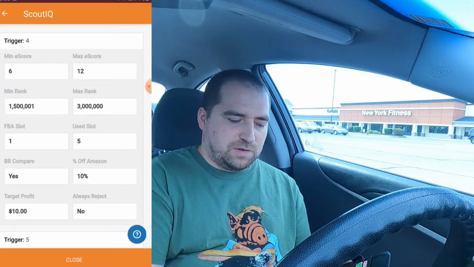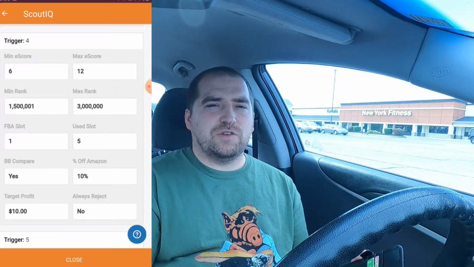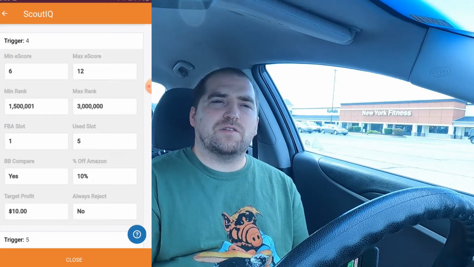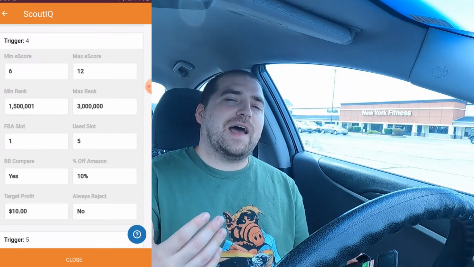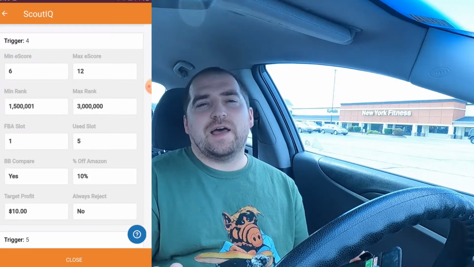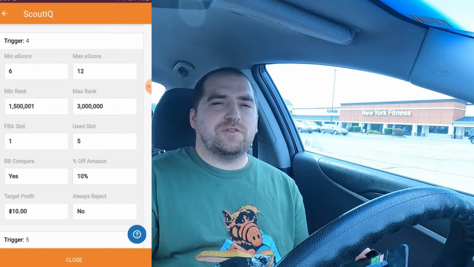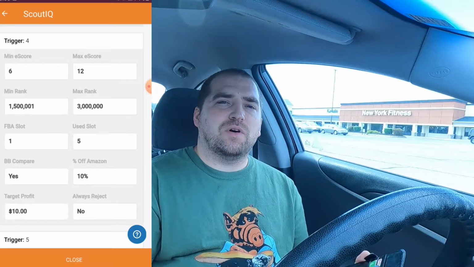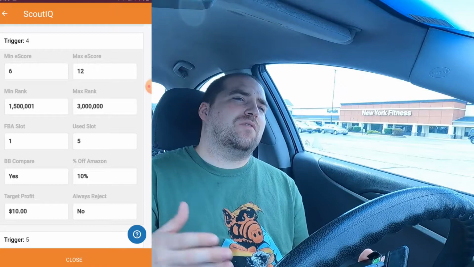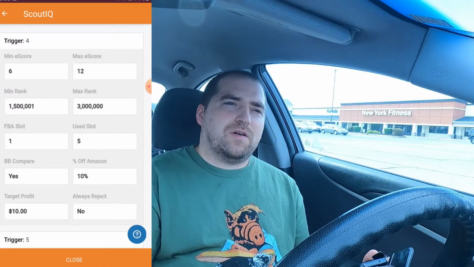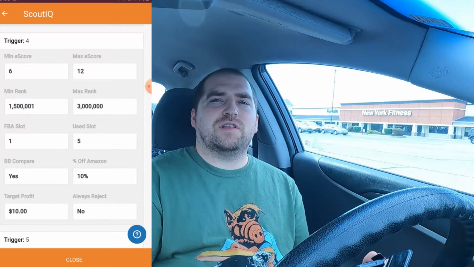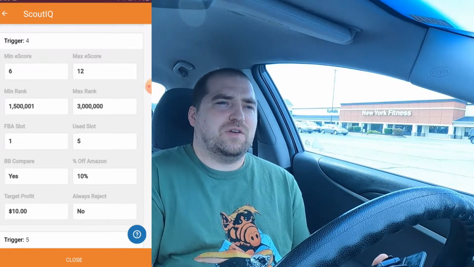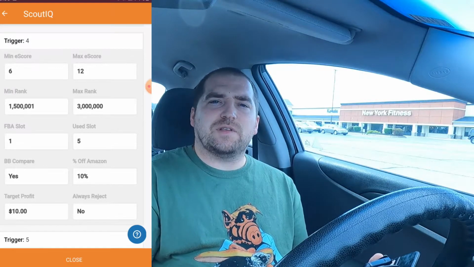Trigger 4, this is where we get funky. Max e-score is only 12, so these aren't selling nowhere near as much as the other ones. So you're going to hang on to these for a while, probably. Well, not hang on to them, Amazon will, which is fine. Don't be scared to take higher ranked books, because I see a lot of people say, oh, the rank's over 1 million. Okay, you're paying $1. There's a chance you could sell it and make 20 bucks. Let's do it. All you're doing is labeling it and shipping it to Amazon.